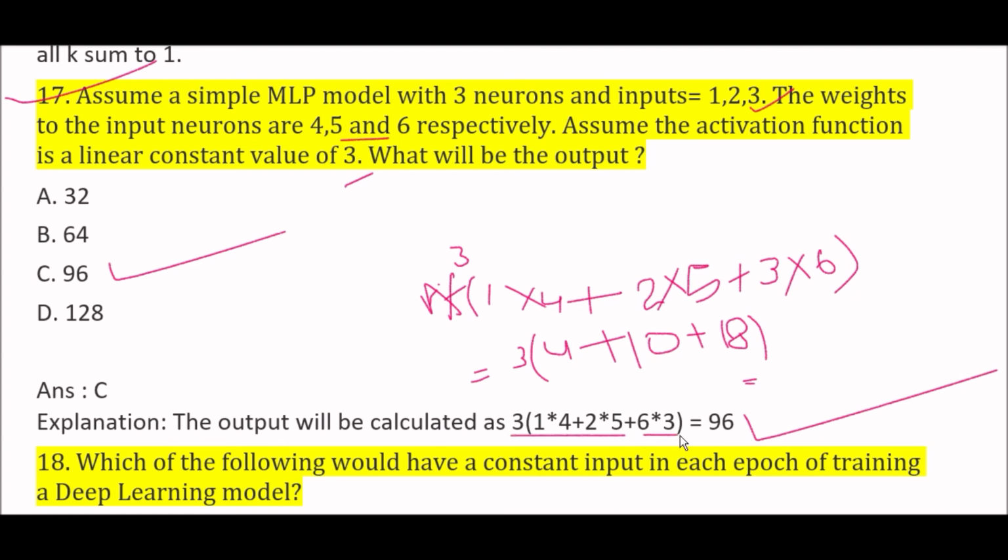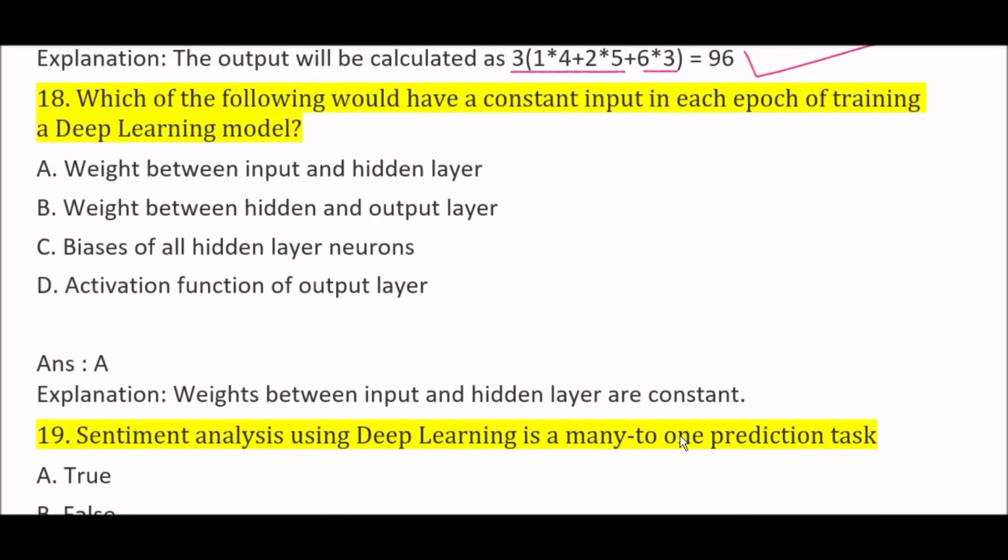Next question: which of the following would have a constant input in each epoch of training a deep learning model? Option A, weight between input and hidden layer. Option B, weight between hidden and output layer. Option C, biases of all hidden layer neurons. Option D, activation function of output layer. Option A is right here, weight between input and hidden layer, because weights between input and hidden layer are constant during each epoch of training a deep learning model.